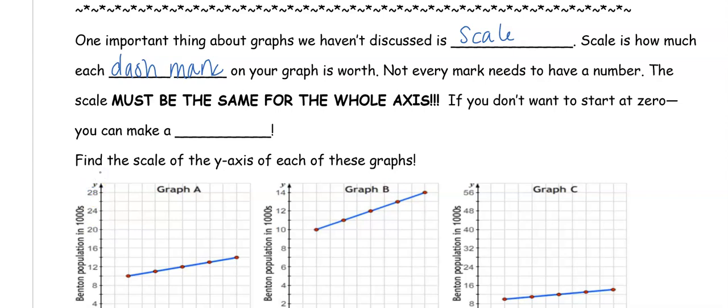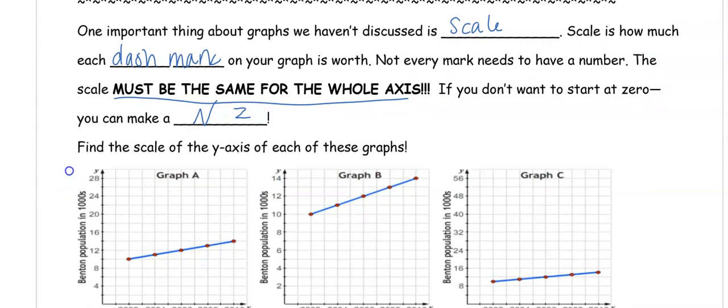That's scale. Not every mark needs to have a number. So the scale must be the same for the whole axis. Okay? So if you start going up by 2, you can't all of a sudden go up by 5. If you don't want to start at 0, you could make this. That's for horizontal, that's for vertical. So it's like a little Z on it, okay?